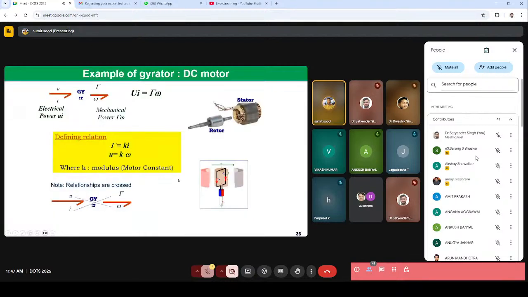To see the example, we can see the DC motor can be an example of the gyrator. Again, there will be no loss of power and energy here, so the power before transformation and after transformation will be equal. But you can see the relation here: the torque is directly proportional to the current being fed to the motor, and the angular velocity is directly proportional to the voltage.